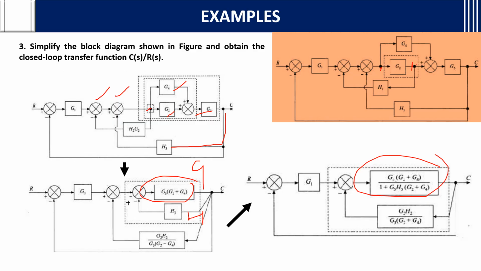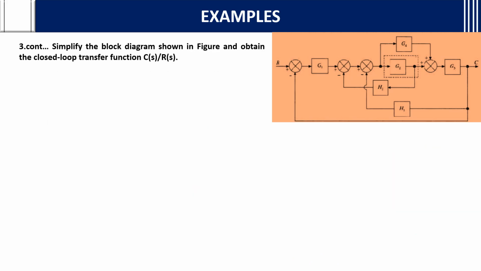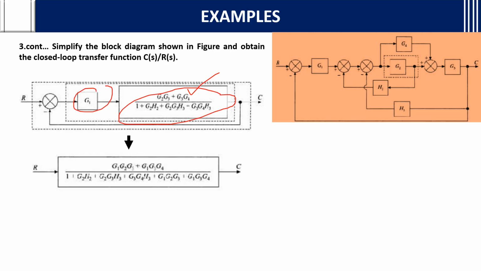You will get this. After getting this, you know that G1 and this whole block are in cascade. Before that, you need to see this first. Why? Because this is first remaining. So, first you will find in this way only. Same like this way. This whole thing you will treat as G. This whole thing as H. You will get as G by 1 plus GH. You substitute the G term and the H term. So, after reducing it, you will get this. After getting this should be multiplied with G1. So, you will get the whole equation like this.